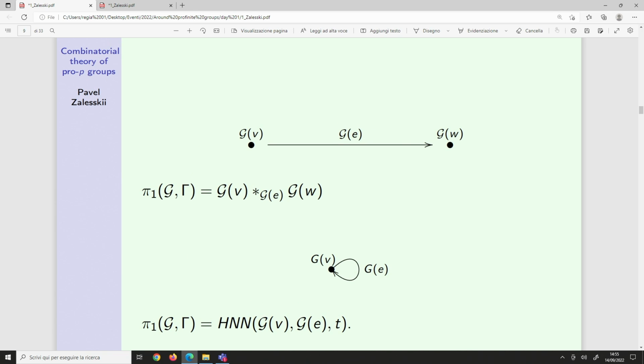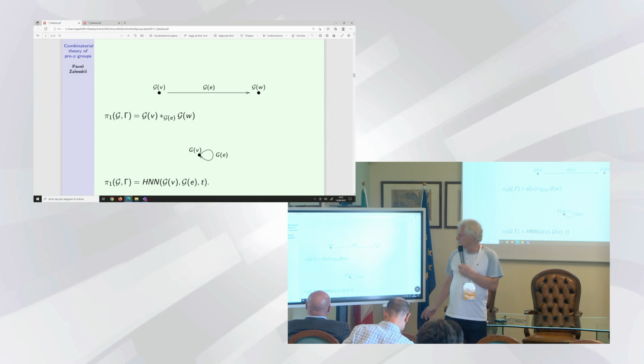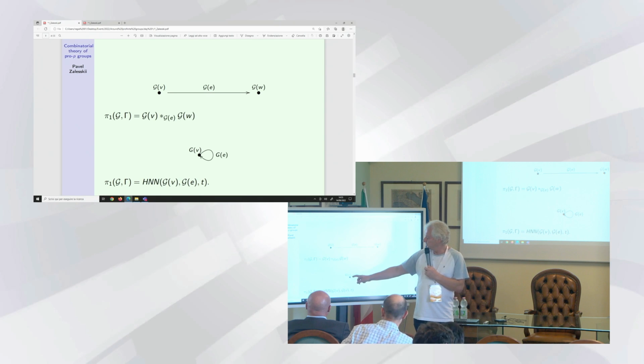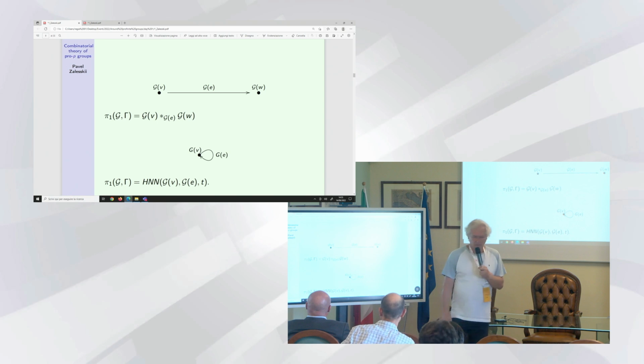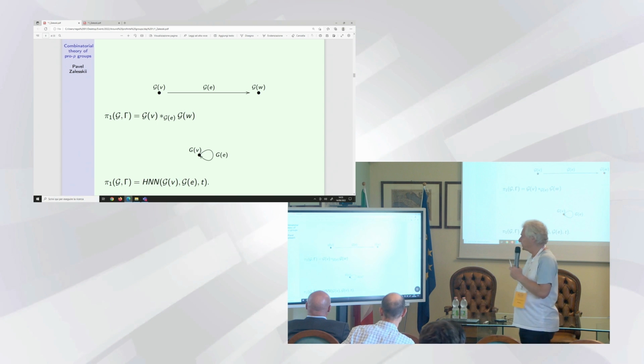And we really recover the amalgamated free product and HNN extension in very simple cases of graphs of groups. It is when we have just one edge and two vertices. Then our fundamental group is exactly the free product with amalgamation of the two vertex groups over the edge group. And we have an HNN extension when we have just a graph that consists of one loop. So that's how we recover these.